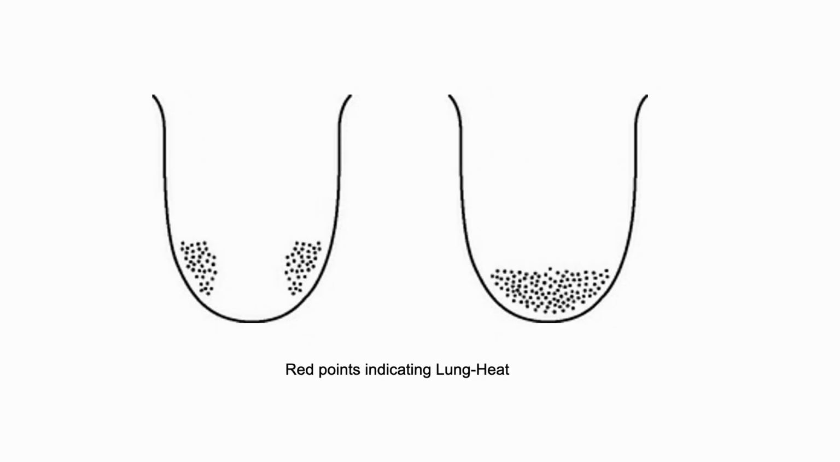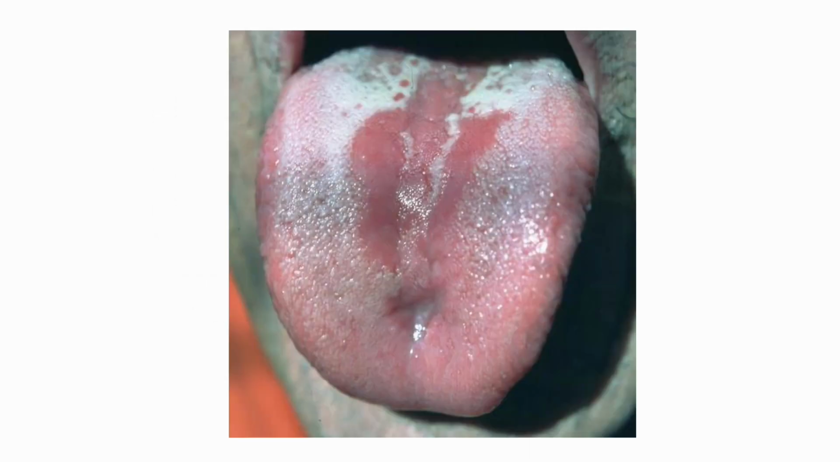With lung heat, red points may appear either in the chest area or in the whole front third of the tongue, as opposed to the very tip, as in the case of heart heat. Red points on the root indicate heat, usually damp heat, in the bladder or intestines.